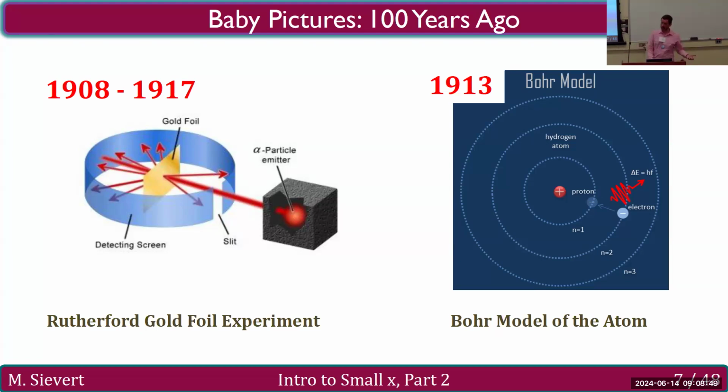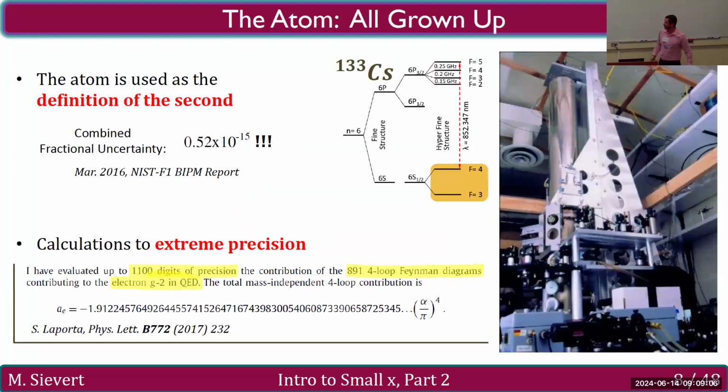And that large Q squared hard scattering was the evidence that there was something local of size 1 over Q in the atom that contained that positive charge. So 100 years ago, we came up with our understanding of the structure of the atom and the existence of the proton. Since then, our understanding of QED and atomic structure has grown astronomically.